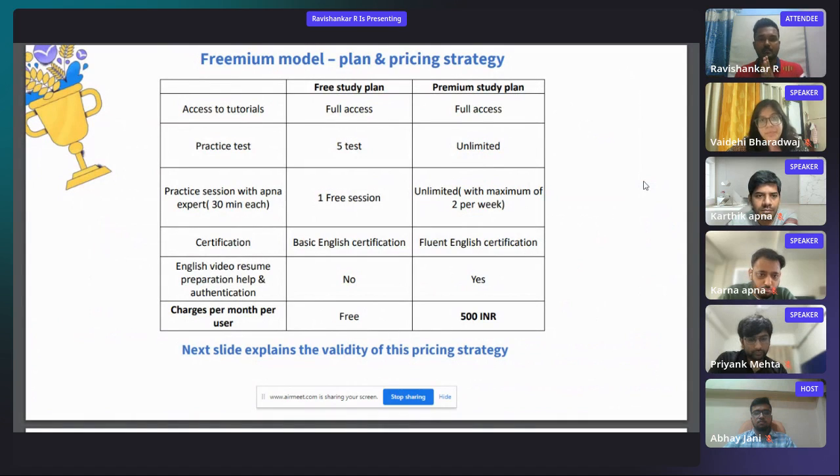So coming to the pricing plan, there are basically two plans, free and premium. Free will have access to all the tutorials, but in terms of practice tests and practice sessions, there are some limitations with respect to premium. For the certificate, free gets a basic English certification, and premium gets a fluent English certification, help in creating a video resume, and authentication. The charge that I'm proposing is 500 rupees.